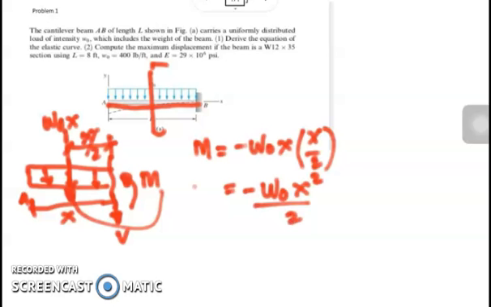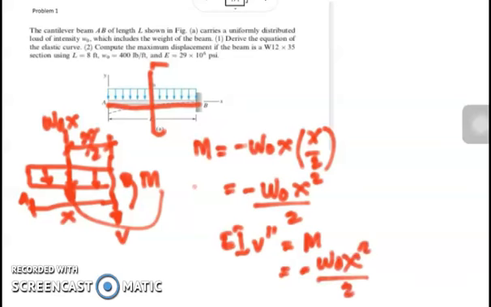If we substitute the expression of our moment M into our differential equation, which is EI v double prime equals M, this will give negative W sub O x squared over 2.